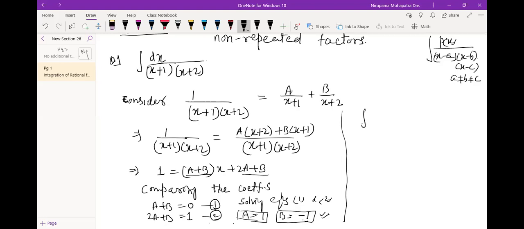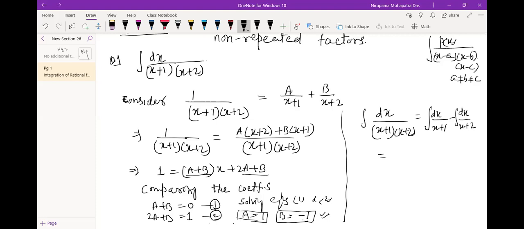So integral of dx by x plus 1 into x plus 2 is equal to integral of a by x plus 1, a equal to 1, so dx by x plus 1, b equal to -1. So here b by x plus 2 means minus of dx by x plus 2. Okay, we can integrate it easily. First we made partial fractions, right? Then we integrate it by our known methods.